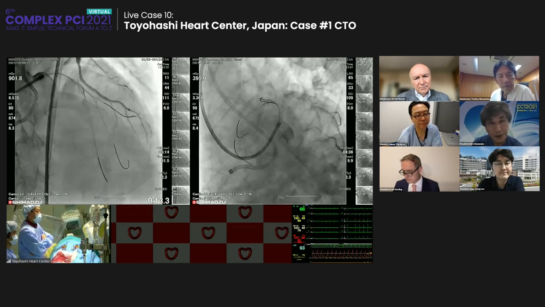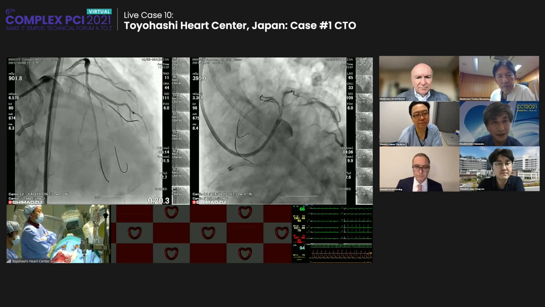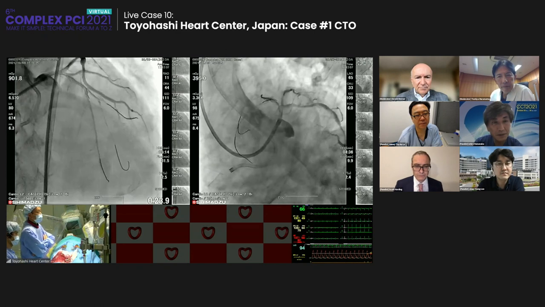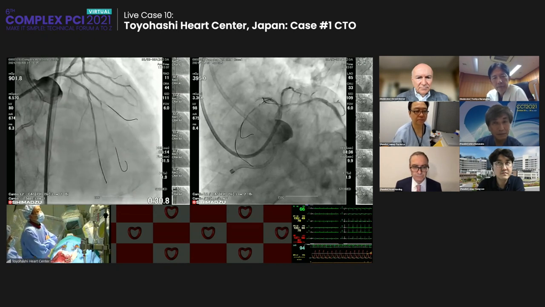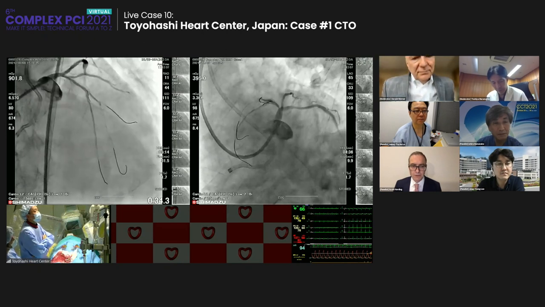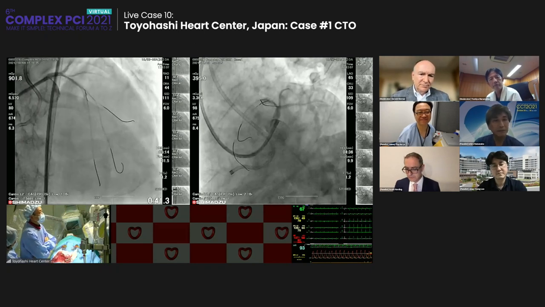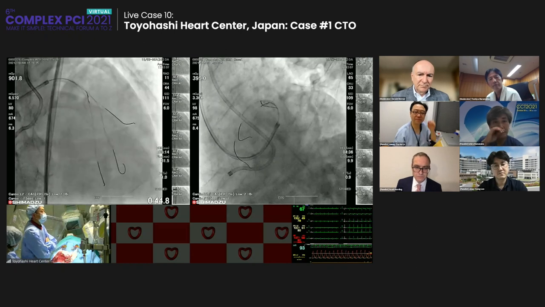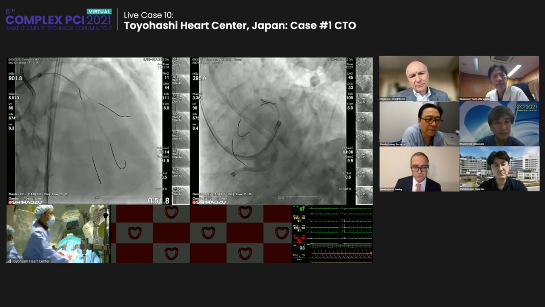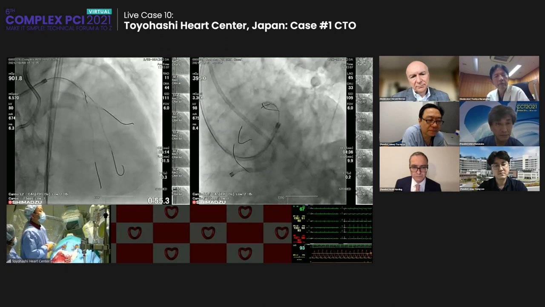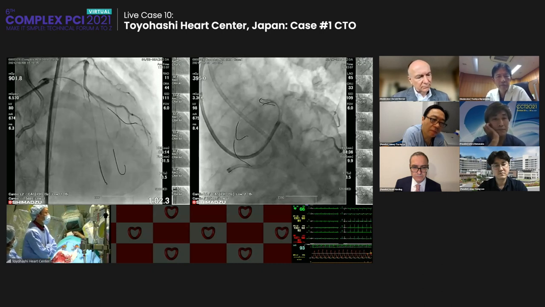So which branch has a larger area? Yeah, of course, it's the middle one. Middle one is larger, I guess. And the size is also bigger. But both branches also have a very good big territory anyway. But also very good collateral from the circumflex. So the right side one is a direct connection from the circumflex. So in the worst scenario, we can lose the right side branch, but I don't want to, of course.